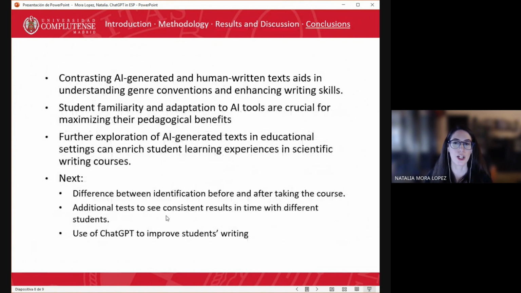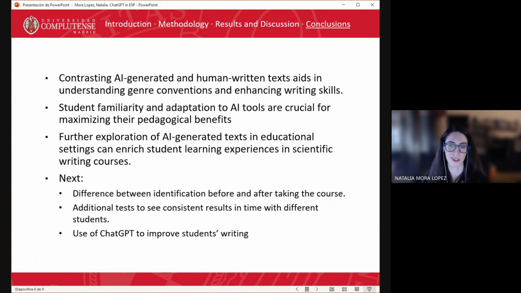Okay, so in conclusion, we can say that contrasting artificial intelligence generated and human written text aids in understanding general conventions and enhancing writing skills. Student familiarity and adaptation to artificial intelligence tools are crucial for maximizing their pedagogical benefits. And also further exploration of artificial intelligence generated texts in educational settings may enrich student learning experiences in scientific writing courses. So what are we going to do next?